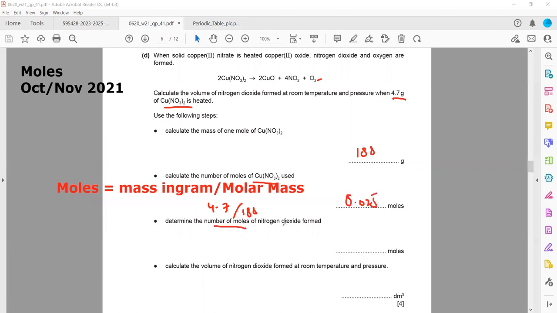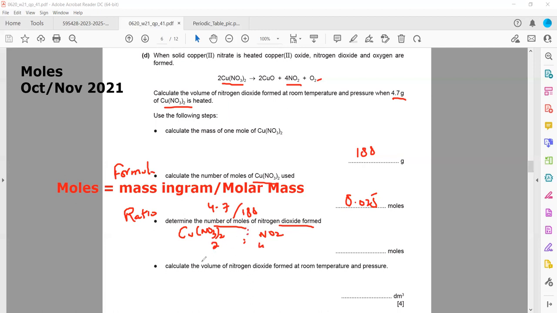Then determine the number of moles of nitrogen dioxide formed. So how to determine the moles of nitrogen dioxide? We don't have any information about nitrogen dioxide, so how to solve? We solve this part by a ratio. What is the ratio between which 2 substances? We have copper nitrate and we need nitrogen dioxide. So we'll take a ratio between copper nitrate and nitrogen dioxide. According to the equation, the ratio is 2:4, or we can also say 1:2.